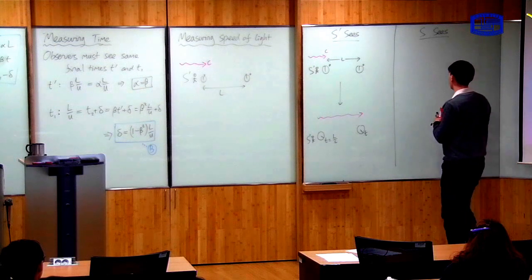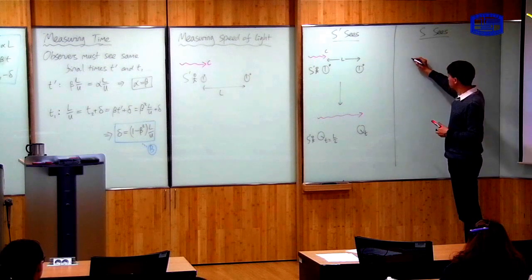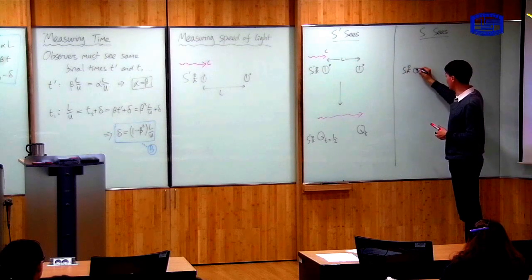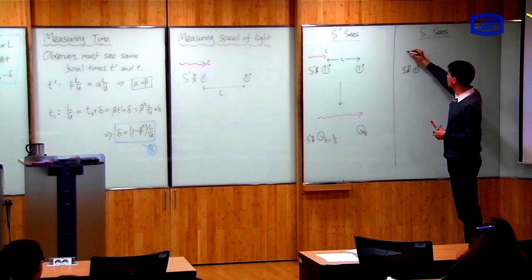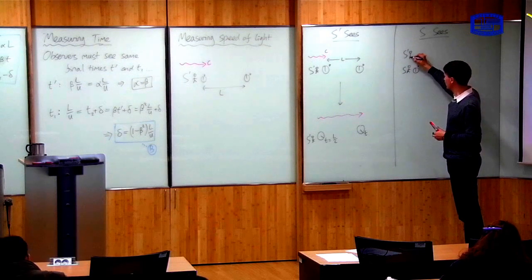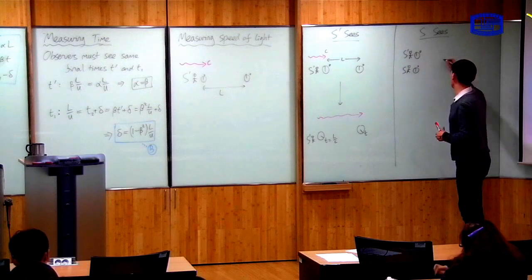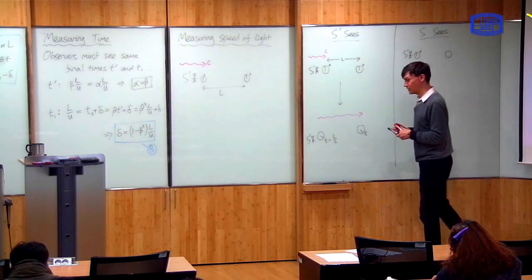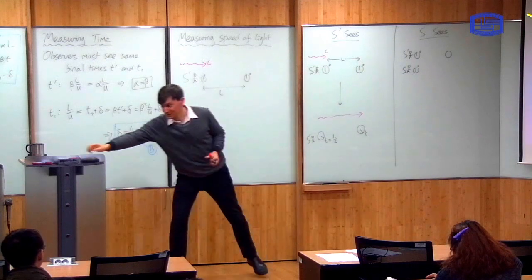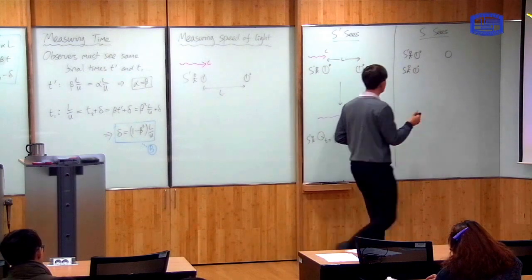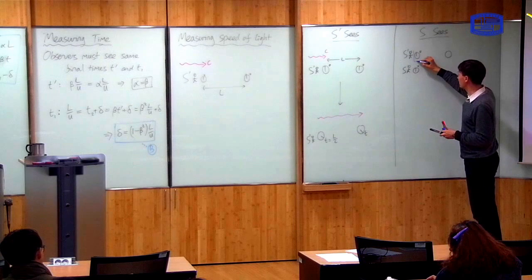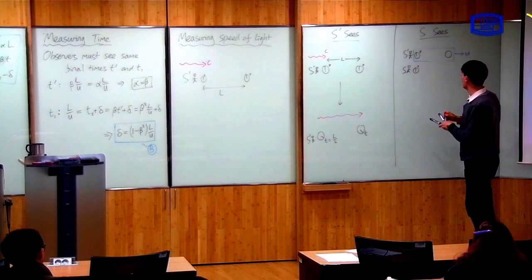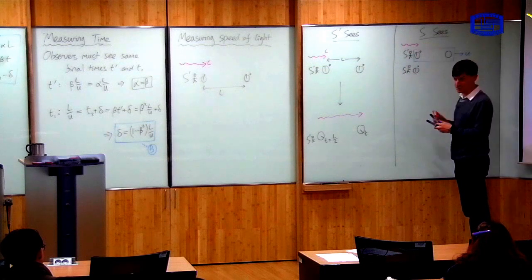So the S observer sees the following. Here's the S observer. He's got a clock, which says time zero. Here's the S prime observer. He's got a clock, which says time zero. He's got another clock here, which says something else. And he is moving in this direction with the speed u. And he's watching the light go here.